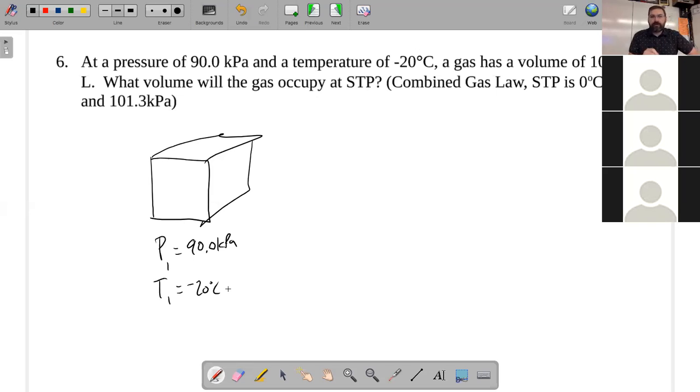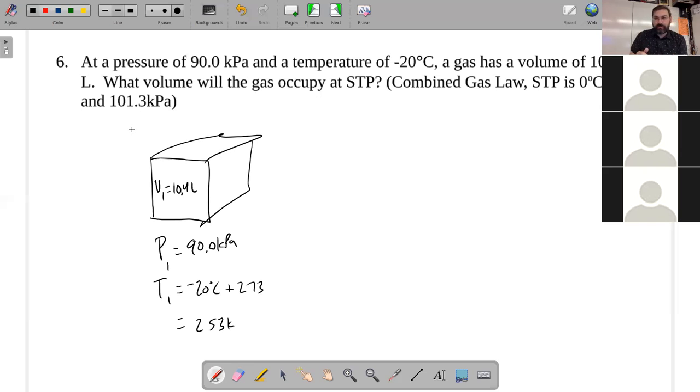Very first thing you should ever do is take that temperature in Celsius and convert it into Kelvin. When you add 273, you get 253 Kelvin. So a temperature of negative 20 Celsius is 253 Kelvin. And we know that the volume is 10.4 liters. What volume does the gas occupy at STP? STP is standard temperature and pressure, and standard temperature and pressure is 0 degrees Celsius and 101.3 kilopascal.